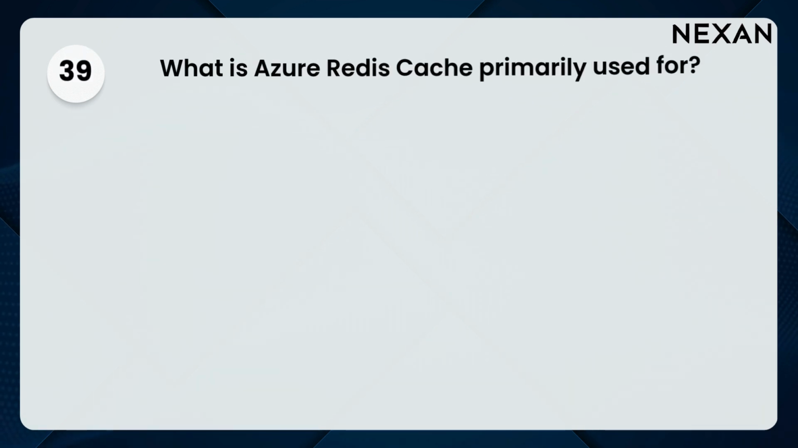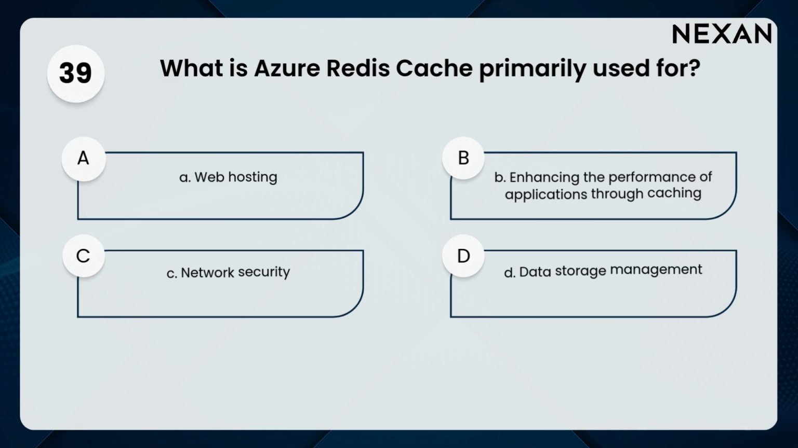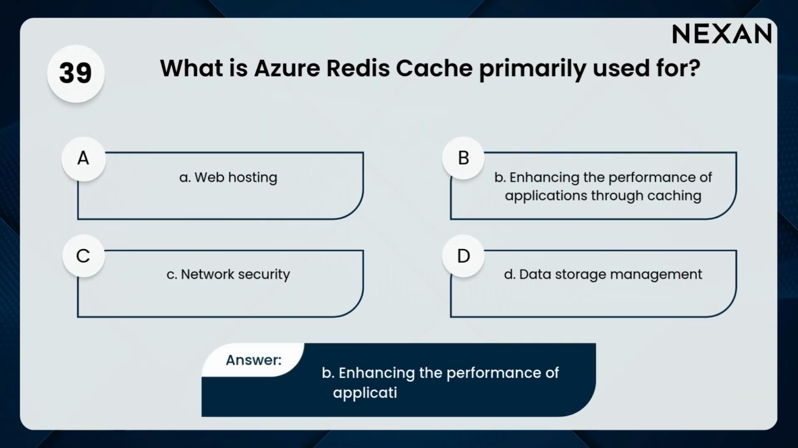39. What is Azure Redis Cache primarily used for? A. Web hosting. B. Enhancing the performance of applications through caching. C. Network security. D. Data storage management. Answer: B. Enhancing the performance of applications through caching.